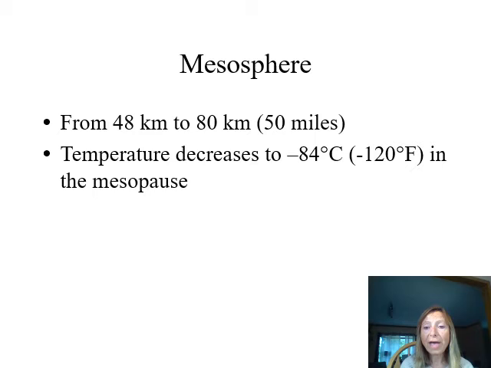The next layer of the atmosphere is called the mesosphere and it extends to 80 kilometers or 50 miles over the stratosphere, and the temperature here declines again, dropping all the way to a frigid minus 84 centigrade or minus 120 Fahrenheit.